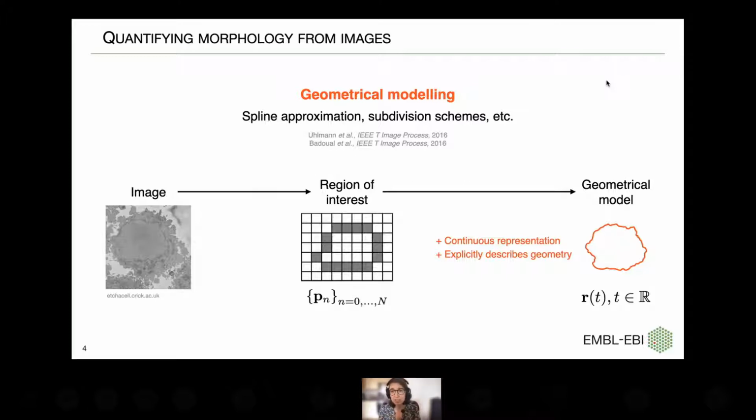And by construction, these objects explicitly describe the geometry of what we had in the initial image. So essentially, it makes our life easier for morphology quantification, because now quantifying morphology boils down to characterizing the nature of the geometrical model we extracted.